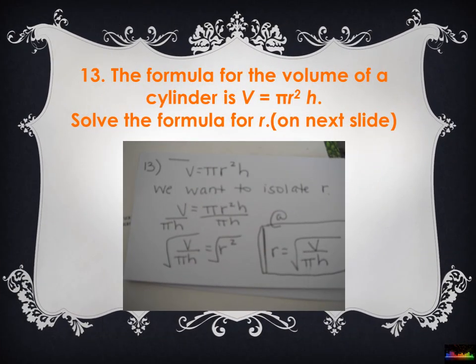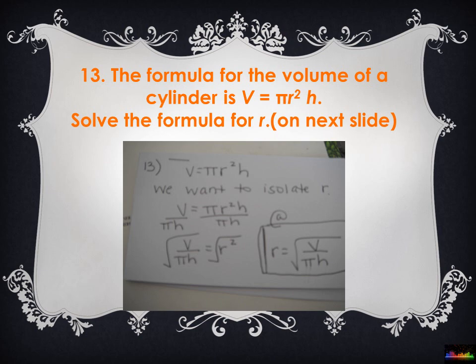This problem gives us the formula for the volume of a cylinder, and it tells us to solve for R. This equation is solved for V, since V is by itself on the left side. So in order to solve for R, we are going to isolate R, or get it by itself.